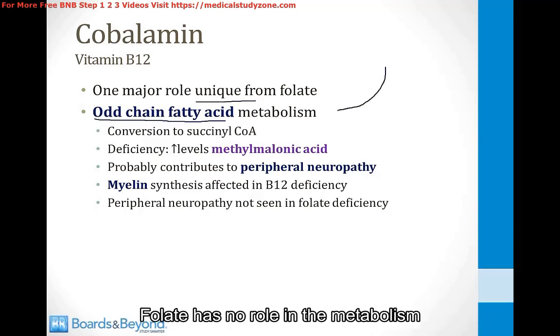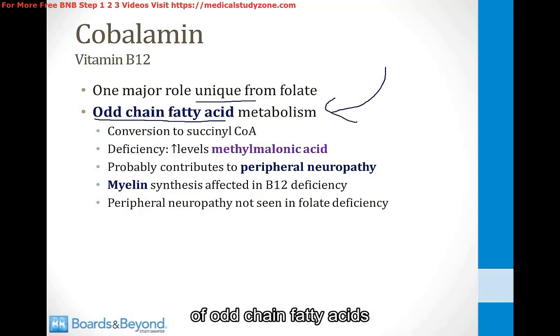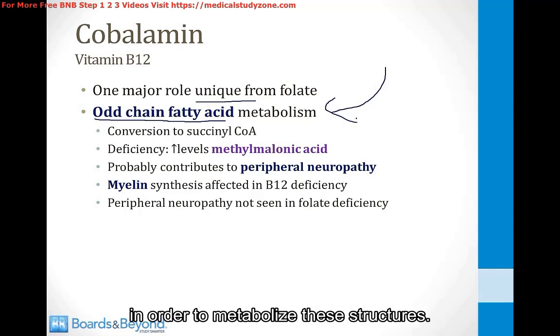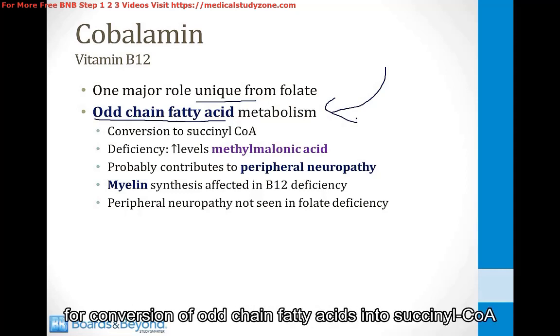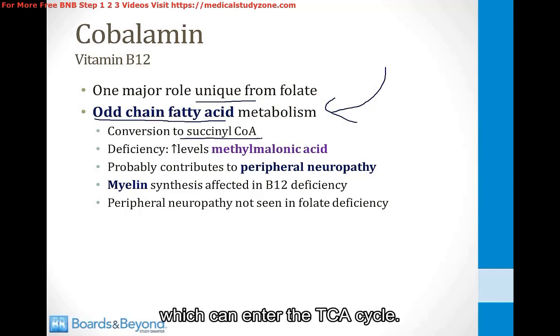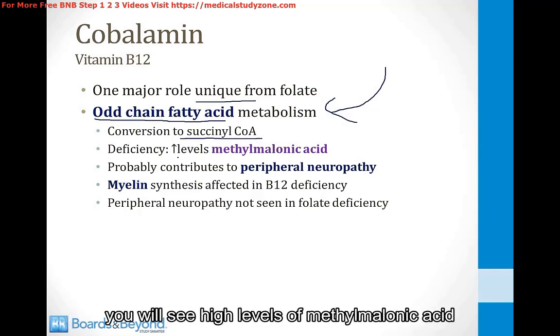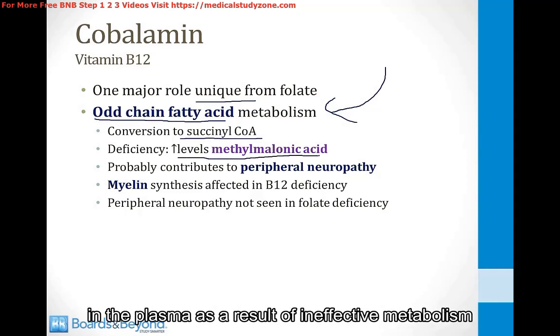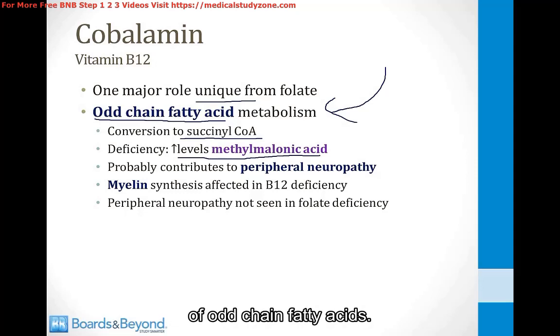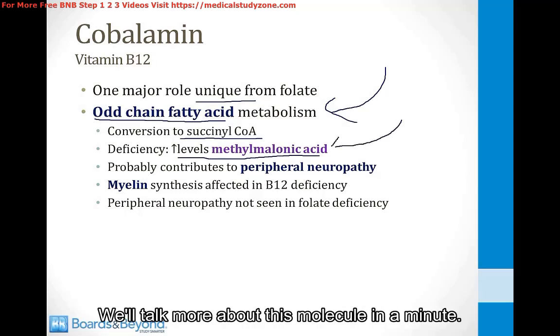Folate has no role in the metabolism of odd-chain fatty acids, but you need vitamin B12 in order to metabolize these structures. Vitamin B12 is required for conversion of odd-chain fatty acids into succinyl-CoA, which can enter the TCA cycle. If you are deficient in vitamin B12, you will see high levels of methylmalonic acid in the plasma as a result of ineffective metabolism of odd-chain fatty acids. We'll talk more about this molecule in a minute.